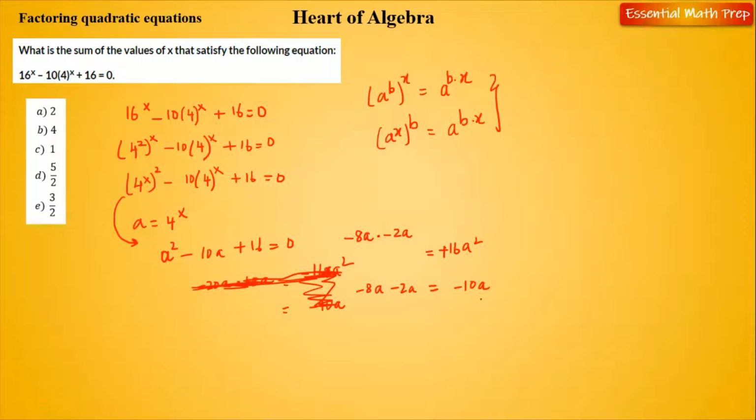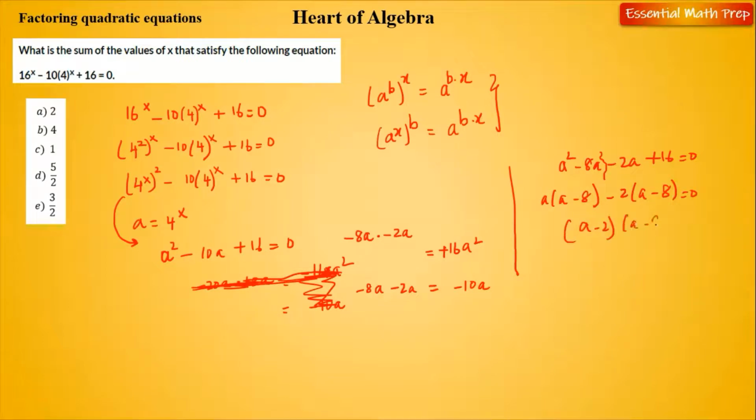So now if you substitute negative 8a minus 2a in place of negative 10a, we get a squared minus 8a minus 2a plus 16 equals 0. If we take a out of the bracket, we get a times a minus 8, and if we take minus 2, we get a minus 8. We get a minus 2 times a minus 8 equals 0. So a is 2 or a is 8.